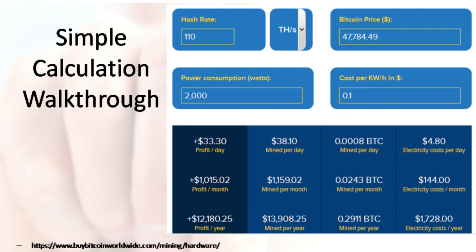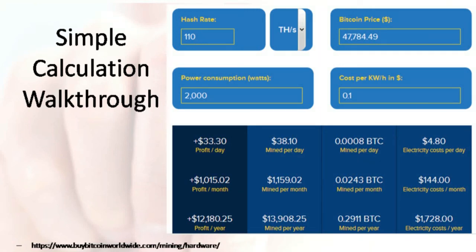So there are a lot of these Bitcoin calculators available online, but in here I'm going to use the website which is shown in front of you, buybitcoinworldwide.com/mining/hardware. You can actually use any one you want. I just use this for myself. If we plug in the numbers that I've provided as the example, you would see that they produce a lot of details, such as the profit per day, the amount that's mined per day, and the electricity cost used per day.